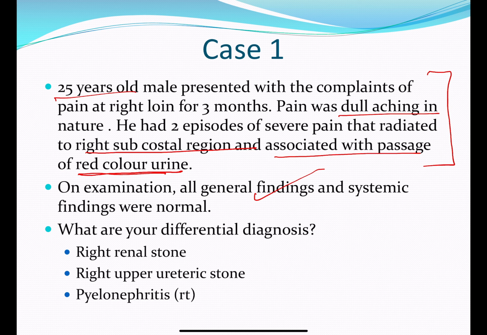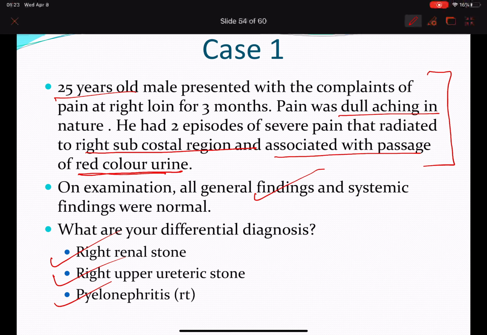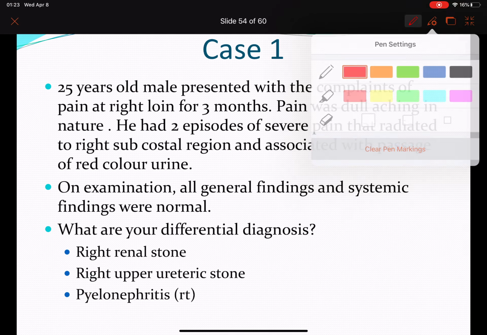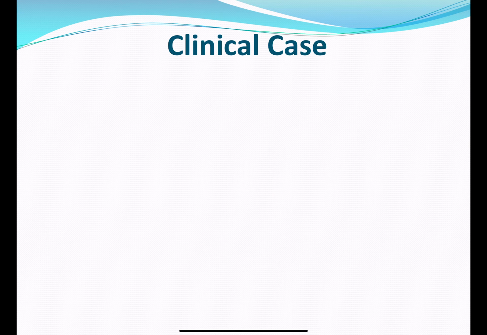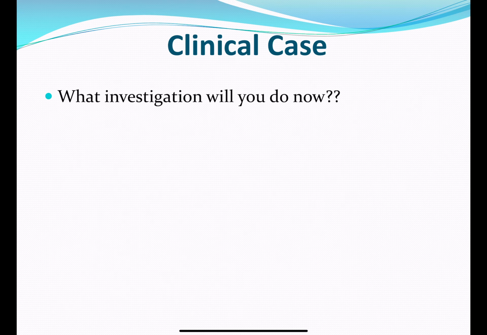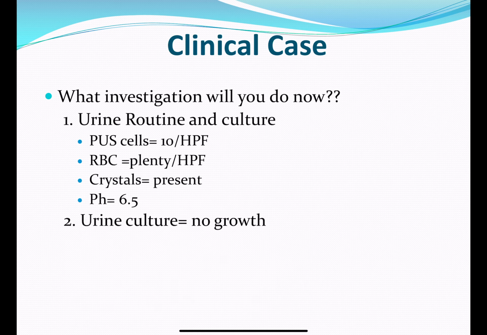You can think it's a case of right renal stone. You can think this is a case of upper ureteric stone, or sometimes pyelonephritis as well. These are some common differential diagnoses you can think about. And now, how will you investigate? Obviously, I have told you how to investigate. Urine routine and culture. In this case, you have seen multiple pus cells, RBCs are plenty, but there is no growth. That means this is not a case of pyelonephritis. It is just hemorrhage, nothing else.